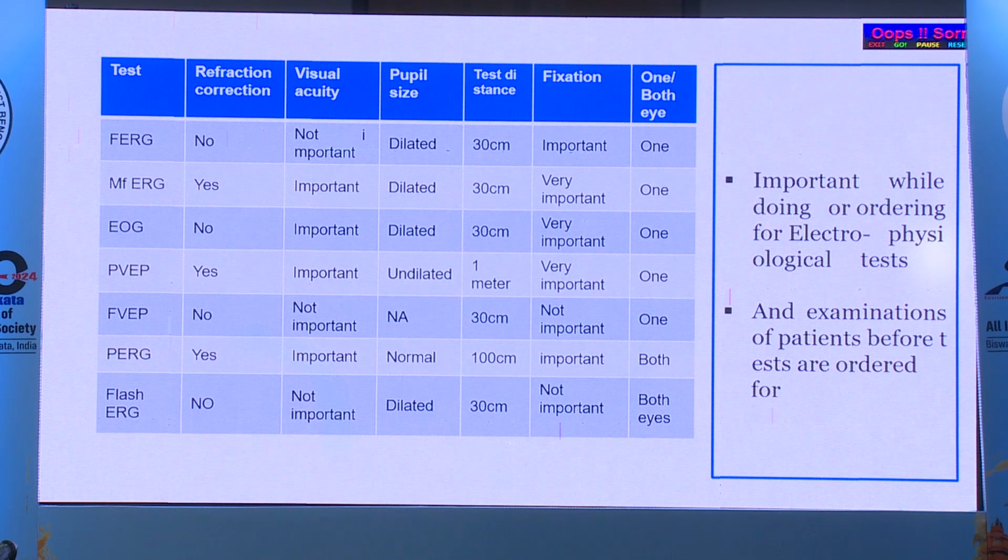Pupil dilatation is again required in some of the tests, and like in pattern VEP, the patient does not need to be dilated. In pattern ERG also, it can be done in an undilated condition. Then test distance also varies. In some of the tests, it is 30 centimeters. In some, it is 1 meter. And fixation is also very important. Like in full field ERG, it is very important. In multifocal ERG, it is very important. And in VEP, it's not important.